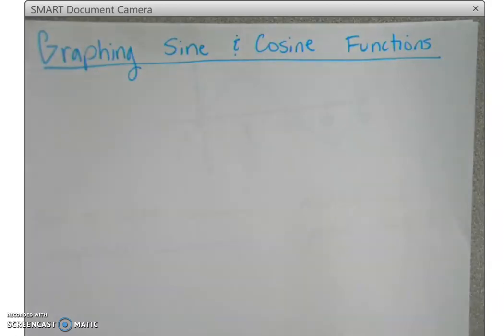Hey guys, today we are going to be graphing sine and cosine functions. So if you will please go ahead and get out pencil, paper, make sure you write these down. We're going to be going over some notes and a few examples. Remember, if I am going too fast at any time, you can always pause it, catch up, and then keep going.